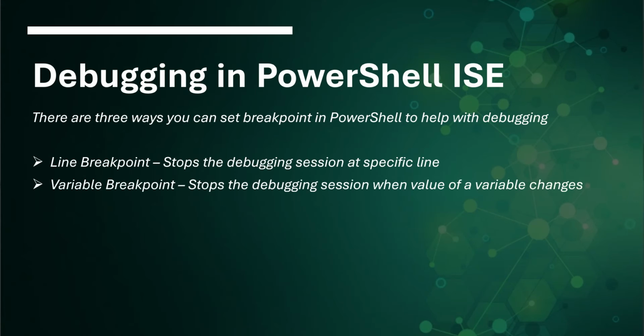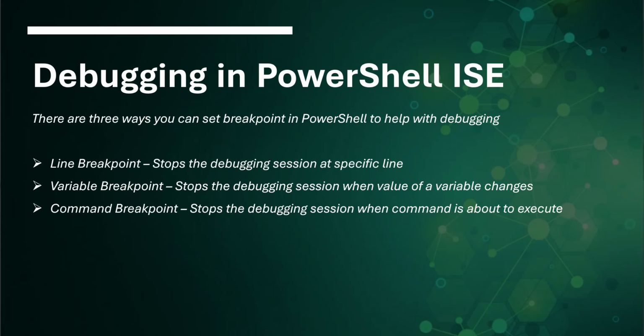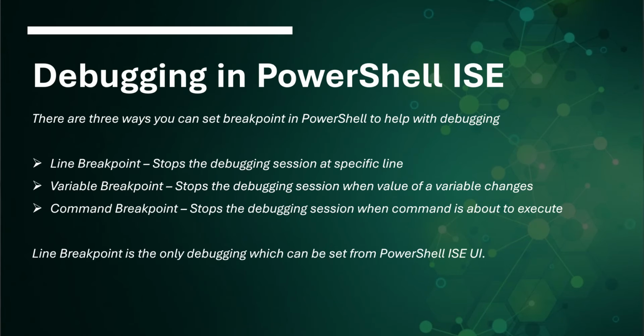Second, the variable breakpoint. This helps you stop the debugger session when the value of a particular variable changes. And the last, we have a command breakpoint. It helps stop the debugger when a particular command is about to execute.